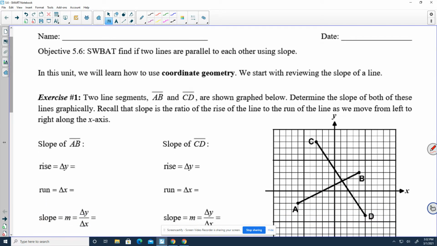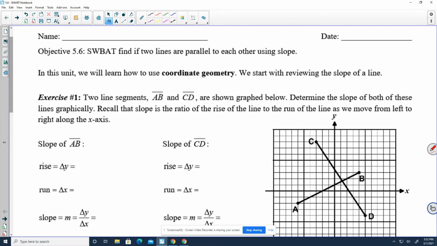So in this unit, we will learn how to use coordinate geometry. We're going to start with reviewing the slope of a line. So here in exercise 1, we're going to talk about how we find the slope of a line given its graph. Two line segments AB and CD are shown graphed below. Determine the slope of both of these lines graphically.